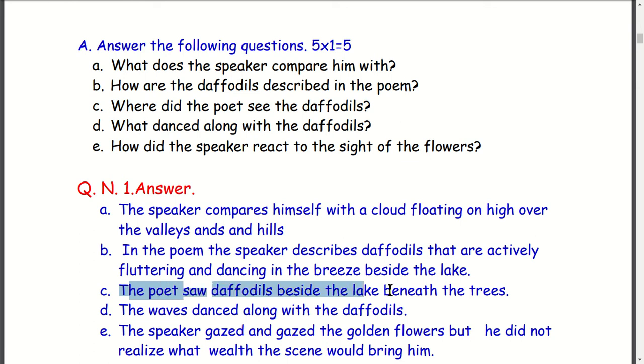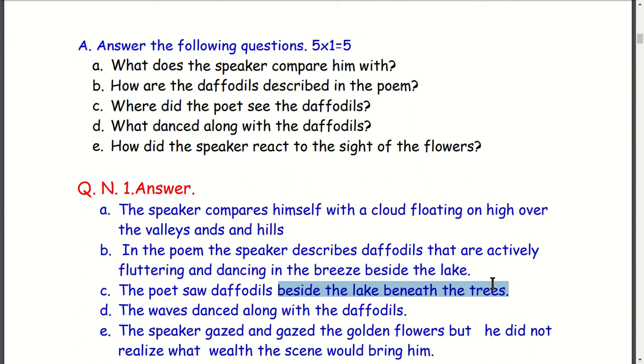The poet saw daffodils beside the lake beneath the trees. Beside the lake beneath the trees is the answer here. This is the keyword. But don't write only keywords. You have to write the answer in a complete sentence so that you will get full marks in the examination.